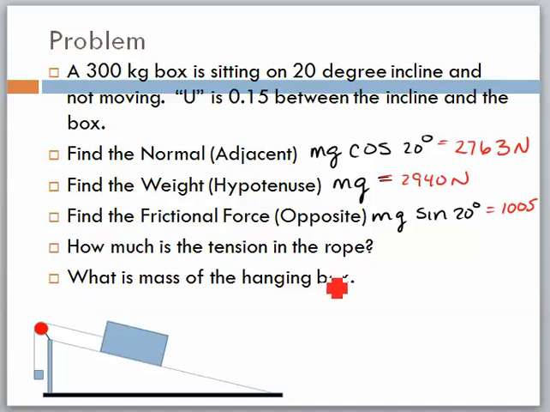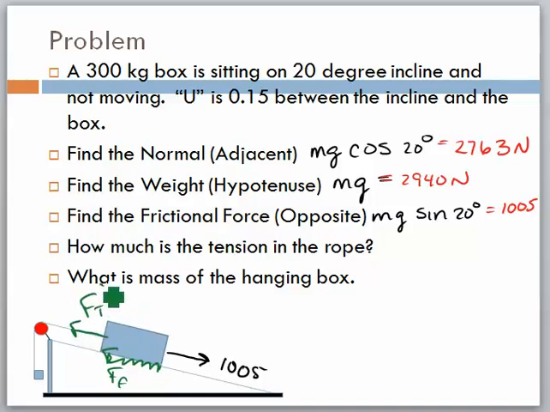Well, how much is the tension in the rope? What I want you to realize is that right now we know that there is 1,005 newtons pulling this box down this incline. There are two types of forces that are holding it in place. One is the force of friction between the two. The other one is the force of tension.